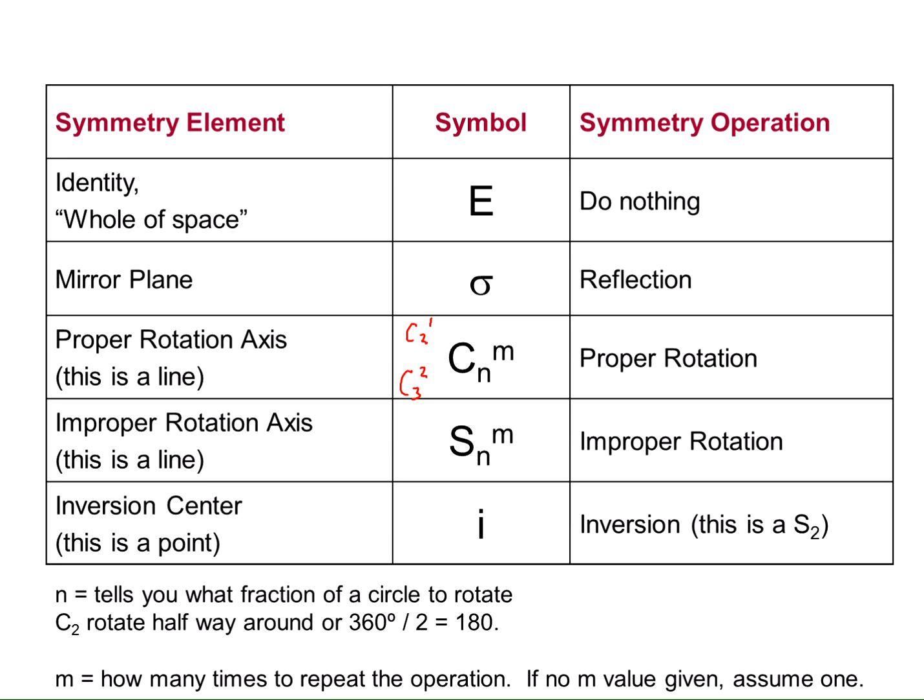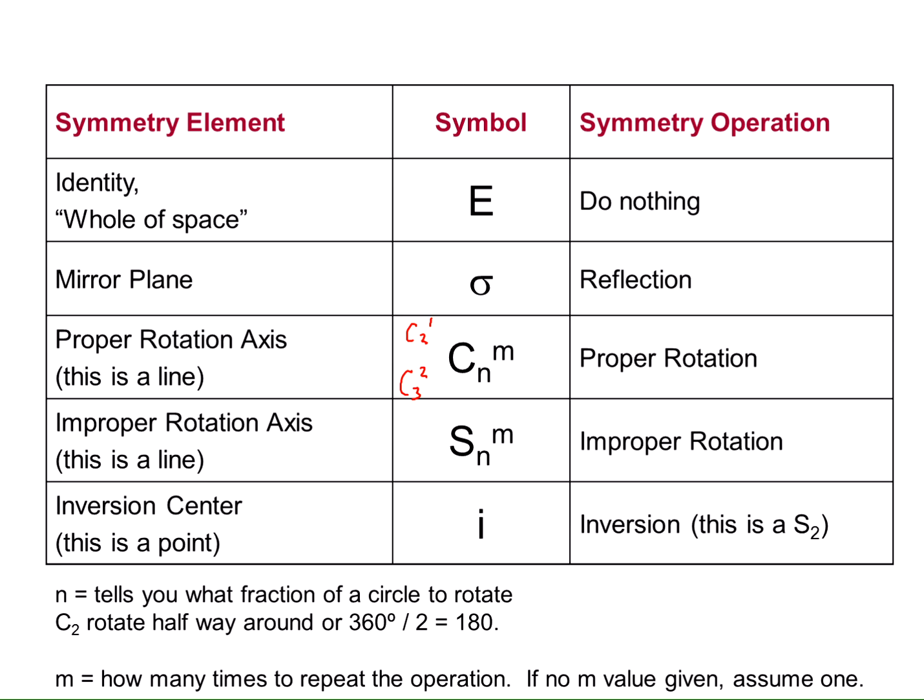Now our next symmetry element is an improper rotation axis, and this is a line as well. So the improper rotation uses an S compared to the C. And the N still tells you what fraction of the circle to rotate, and the M tells you how many times to do the operation. And we will look again later on in another slide what an improper rotation actually is.